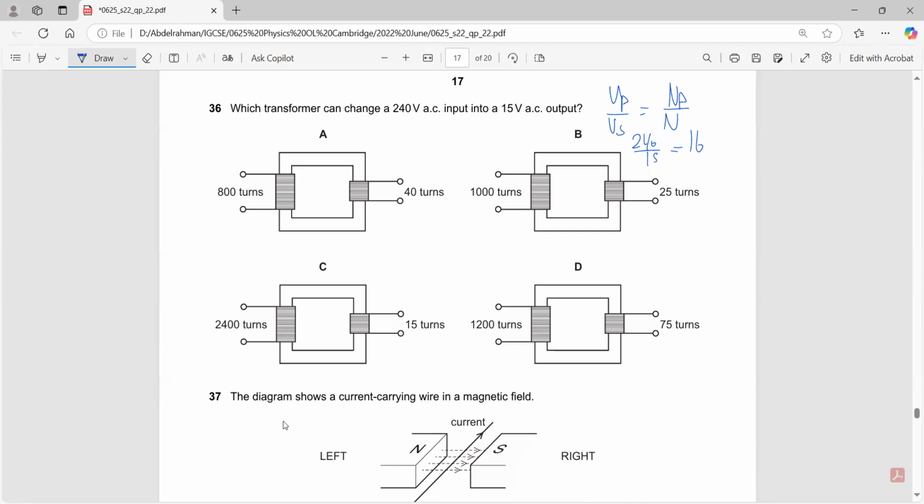800 divided by 40 is not 16, it's 20. Okay. And then 1000 divided by 25, it's not 16 again. Well, that's 40, yes. Option C, 2400 divided by 15 is definitely not 16. This is 160. So we have 240 divided by 15 is 16. 2400 divided by 15 is 160. Yes, if you divide 1200 by 75, it would be 16.